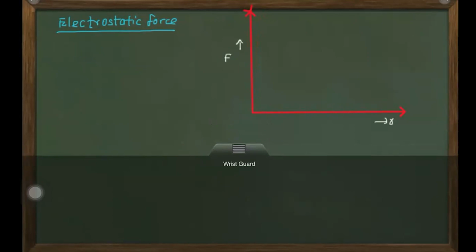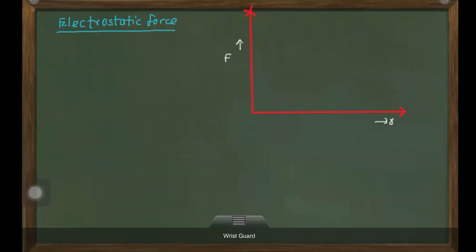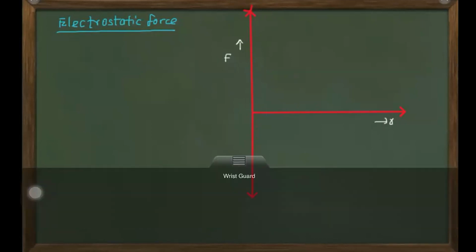Now on the x axis, if you are showing r, and on the y axis you are showing F, you should be very clear that there are two kinds of forces in electrostatics. One will be attractive, another will be repulsive. When plus and plus, there will be repulsive. When minus and minus, there will be repulsive. When plus and minus, there will be attractive, and when minus and plus, there will be attractive.